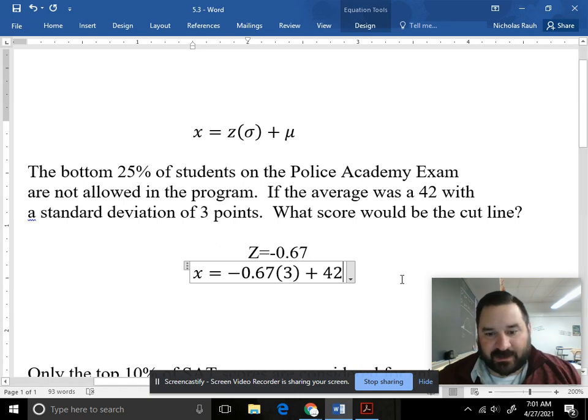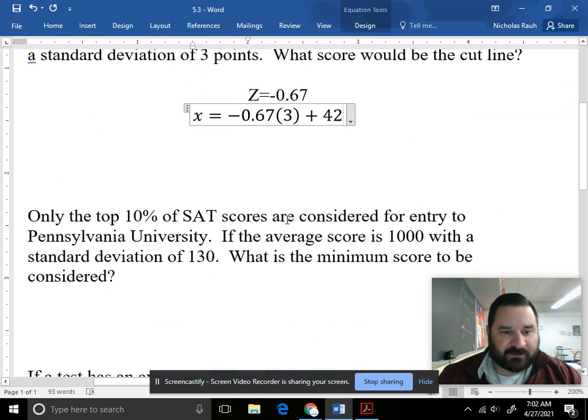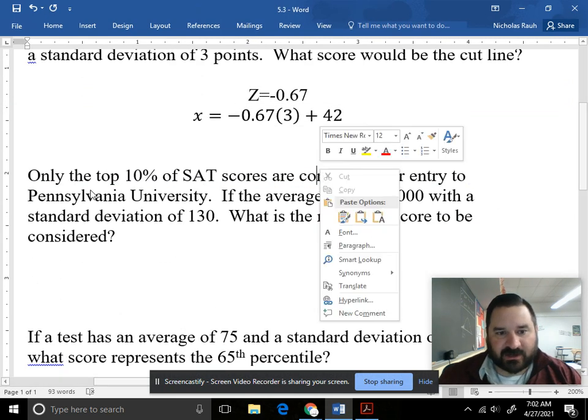You get 39.99. So basically, you need to get 39.99. Well, you need to get better than that, really. So you need a 40 on this exam to make it to the next round. That's it. So again, exact opposite process. Second problem here. Again, these are just examples. You have some to try today.